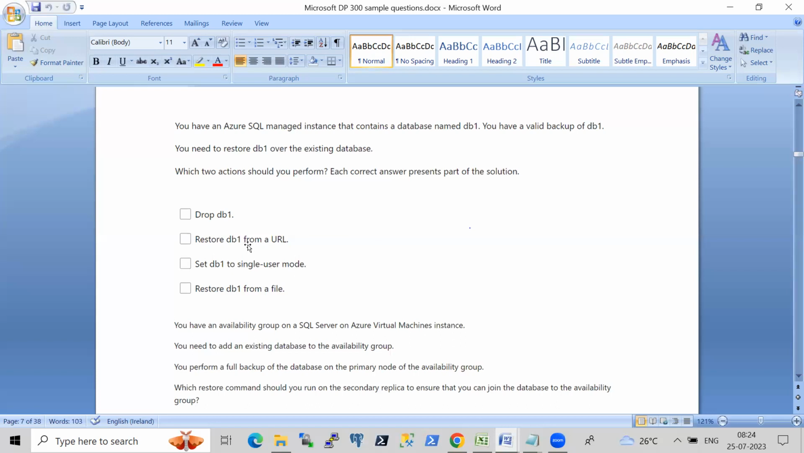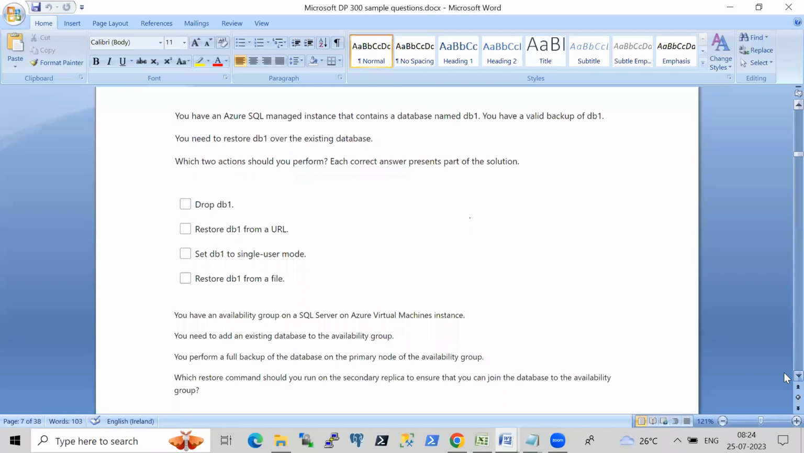Then we are left with restore DB1 from URL, restore DB1 from file. Which one should I choose? URL or file? URL. Obviously, remember guys, managed instance is not having operating system since it is platform as a service. So I cannot choose restore database from file. It has to be URL because my backups will be stored on blob container, storage containers. Inside blob, we will have those files. So I have to make use of restore from URL. So the option is drop the database and then restore the database from URL.